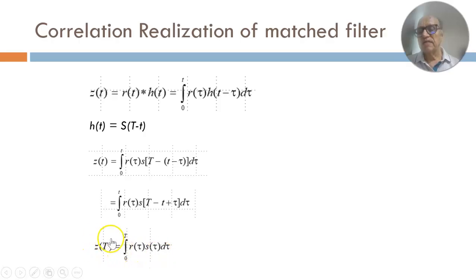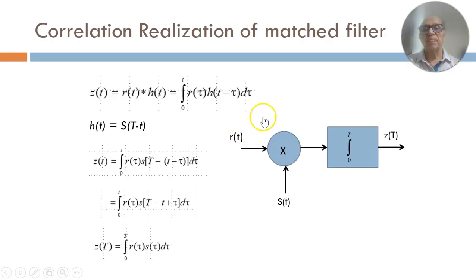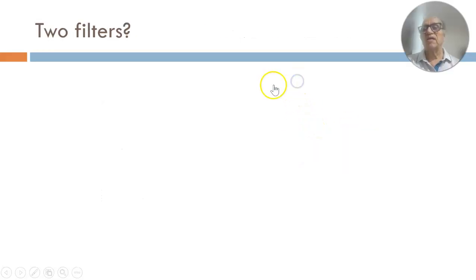So in order to obtain this z(T), what you require is one multiplier, multiplying the input signal by the replica of the signal which was transmitted, and then integration over the symbol time period or the bit time period. So the correlation realization of the matched filter will look like this. r(t) and s(t) are the two inputs to the multiplier. Then you integrate from 0 to T and you get your z(T). Okay. So with that, we are now ready to study.